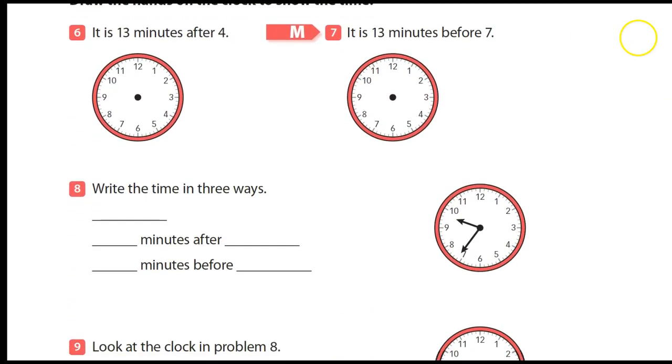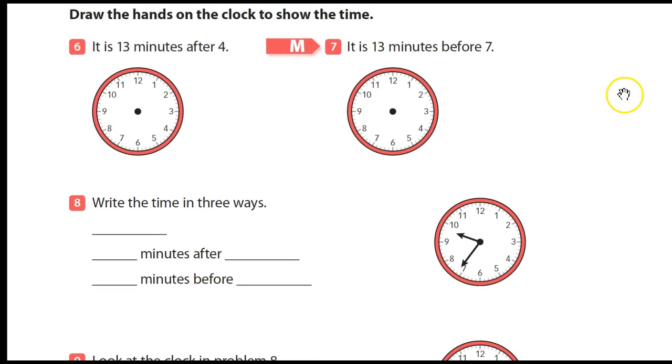Now I have to draw the hands, huh? Now it says to draw the hands. All right, 13 minutes after 4. So that means the hour hand is going to go between the 4 and the 5, right? If the 3 right here is 15, 15 minus 13 would be 2, right? That means two marks above that. So the minute hand is going to mark right there. Now that's 4:15, 13 minutes after 4.